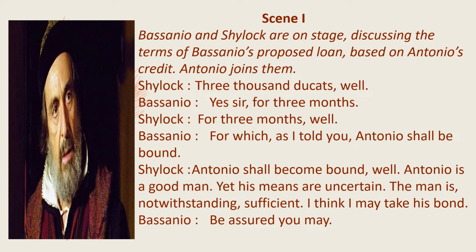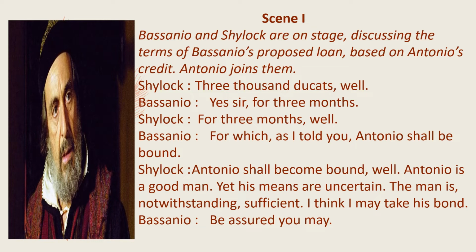Shylock: 3,000 ducats? Well, you need 3,000 ducats. Bassanio agrees and says, yes, sir, for 3 months, that I need the money for 3 months. Shylock replies, for 3 months?